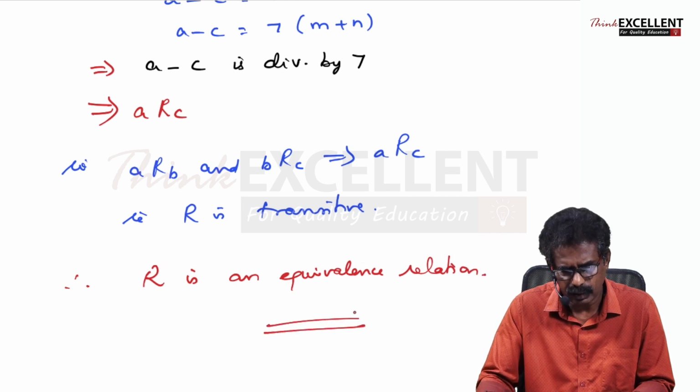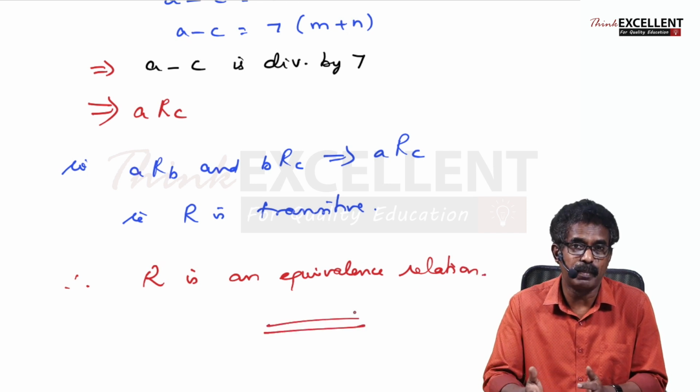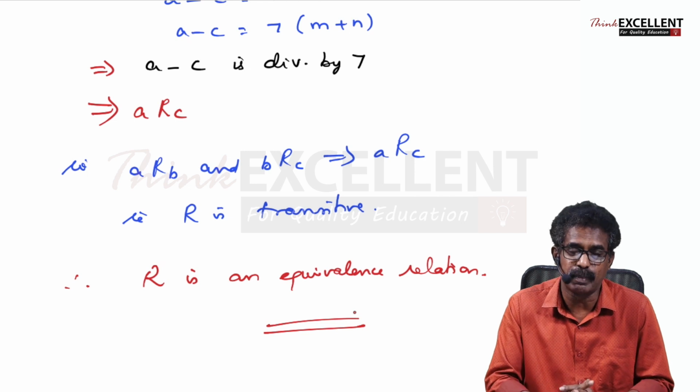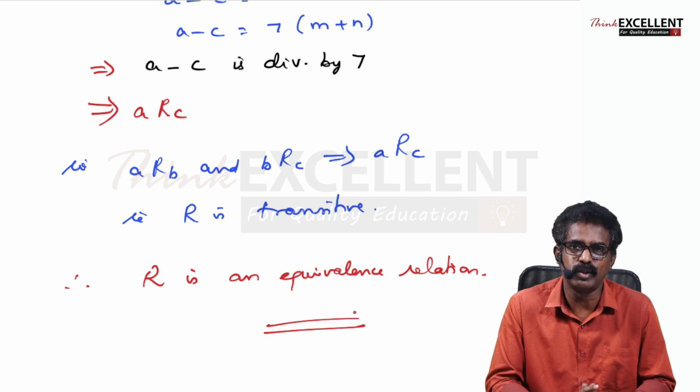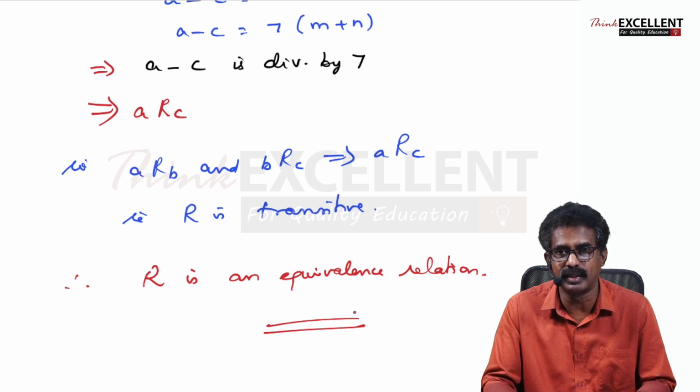So this is a very important one. Sometimes they change the number. Instead of divisible by 7, they can give some other number. You can practice it. It is a very simple thing. The three relations you must be thorough with: what is reflexive, what is symmetric, what is transitive. Hope you understood all these things.